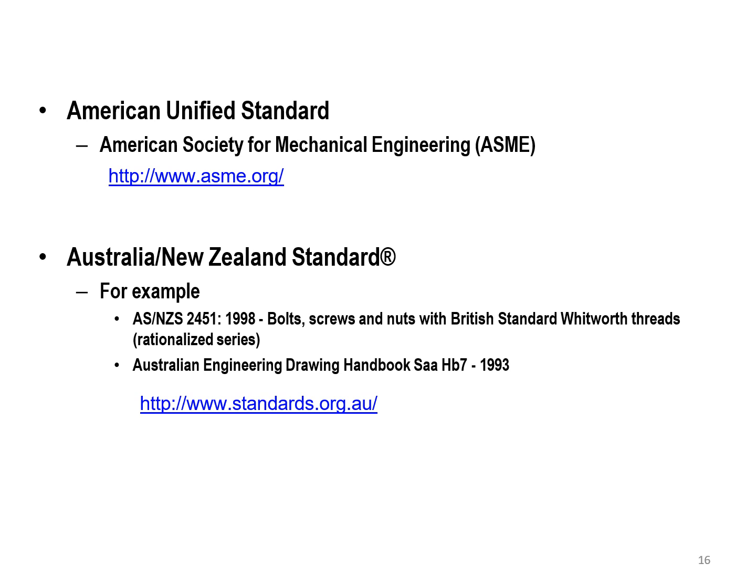So you can use the American Unified Standards, which have been done by the American Society of Mechanical Engineers. You can check their website. And by the way, as a student, you can get a free membership with them. And also you can use the Australian and New Zealand standards. For example, you can use the Australian and New Zealand standard 2451 for 1998 for the bolts, screws, and nuts, with the British standard with Whitworth thread for the rationalized series. Also, you can use the Australian Engineering Drawing Handbook from 1993.